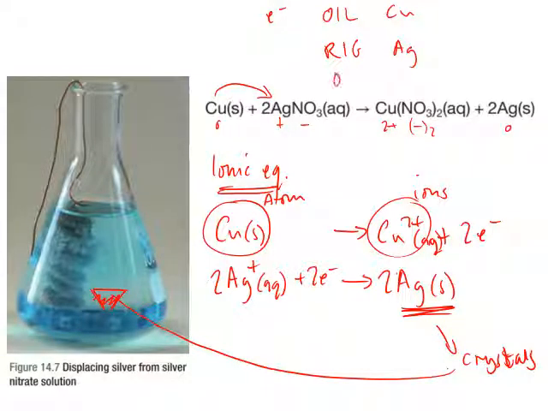Then your oxidizing agent and reducing agent, they're always the opposite. So if copper's being oxidized, then it's going to be the reducing agent. And if silver's being reduced, then it's going to be the oxidizing agent. It's causing the other one to be oxidized.